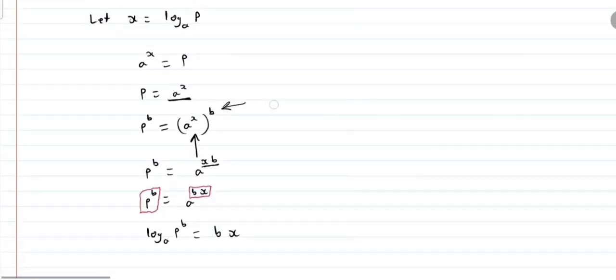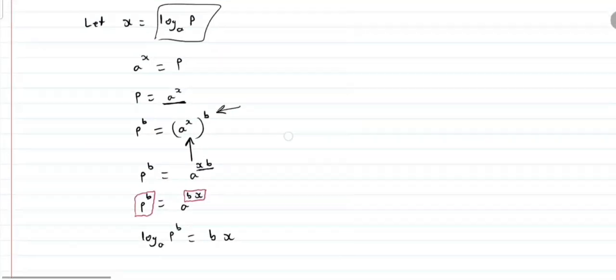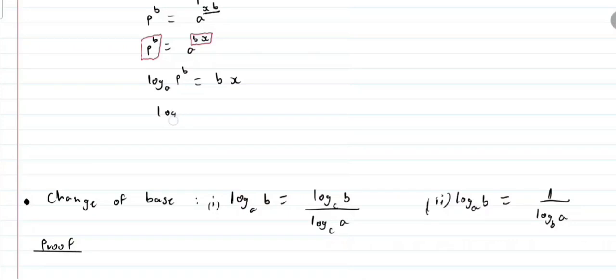And what did we say x was? We said x was log base a of p. So log base a of p raised to the power of b is equal to b times log base a of p. That's the proof right there.